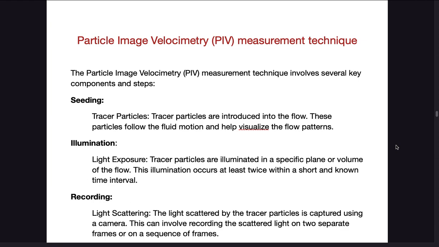In today's lecture, we will see some important components and steps in PIV. In our previous video we have already seen all these steps and components, but in this video we will see why these steps are important and try to understand them. So let's start. The particle image velocimetry (PIV) measurement technique involves several key components and steps.